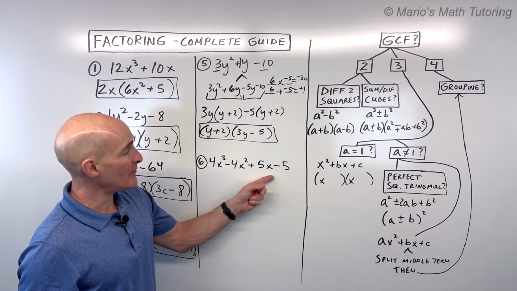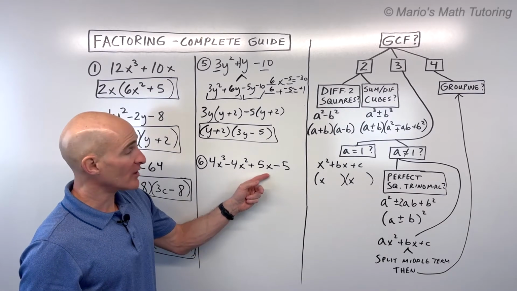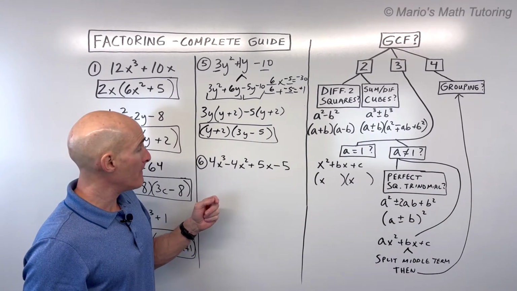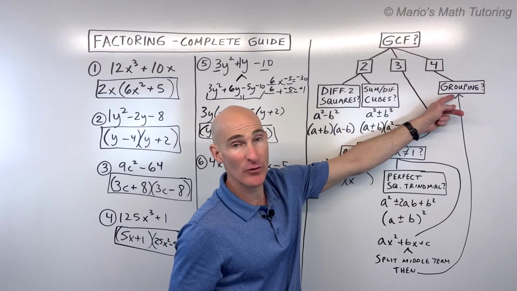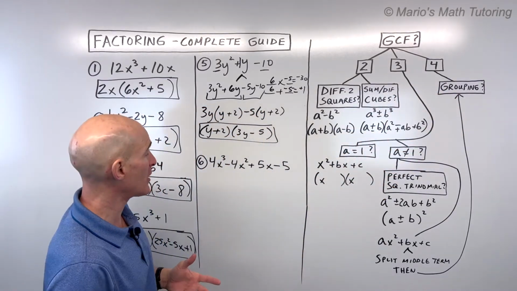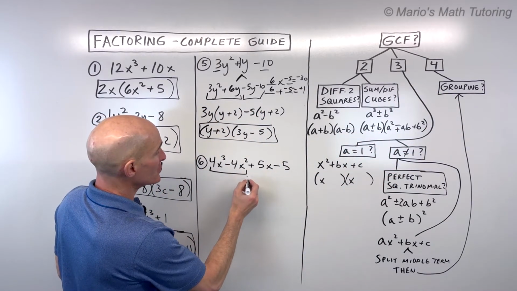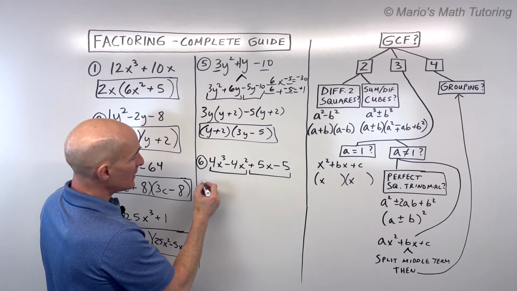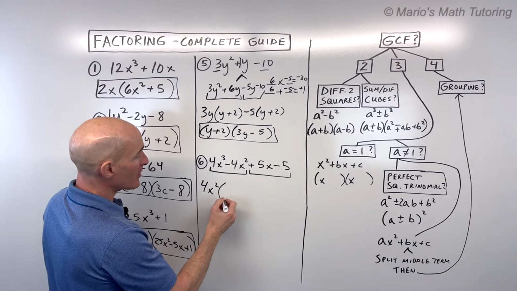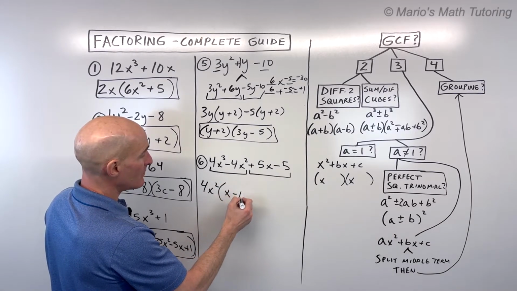Is there a greatest common factor? No, it doesn't look like there's a greatest common factor, but how many terms do we have? Looks like we have 4 terms, so let's see if we can just jump right in and do the factoring by grouping. So we can group these first 2, group these last 2. What can I divide out of both of these? Looks like I can divide a 4x squared out. That's going to leave me with x minus 1.